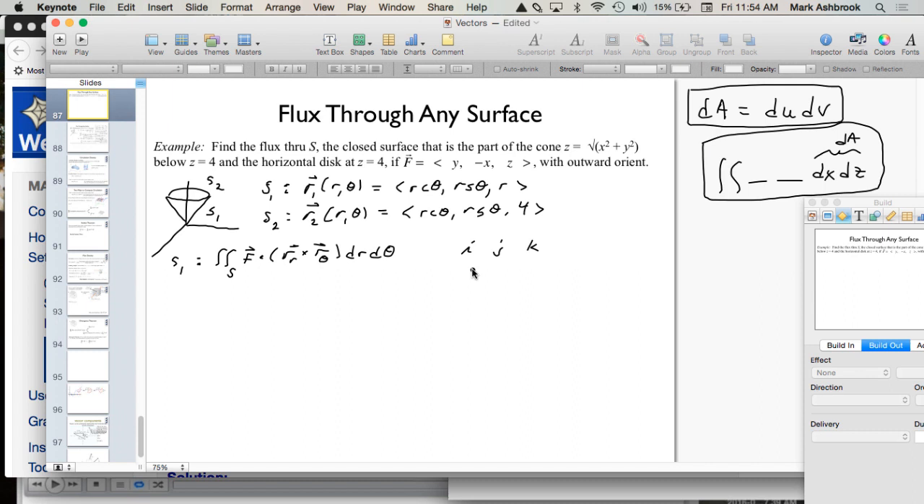Okay, so then r sub r is going to be, what is it? Cosine theta, sine theta, and then 1. And then with respect to theta, it'll be, did I do that wrong? That's wrong. Negative r sine theta, r cosine theta, and 0.